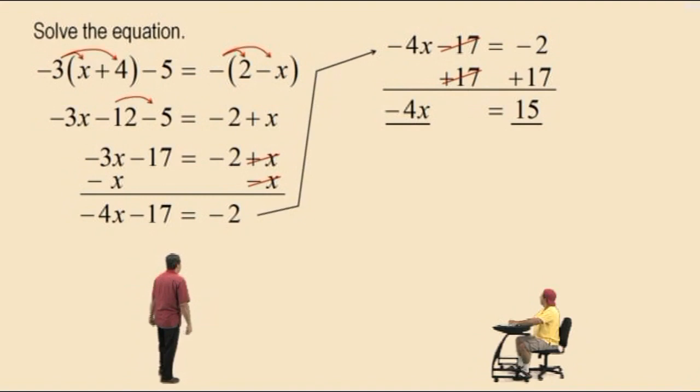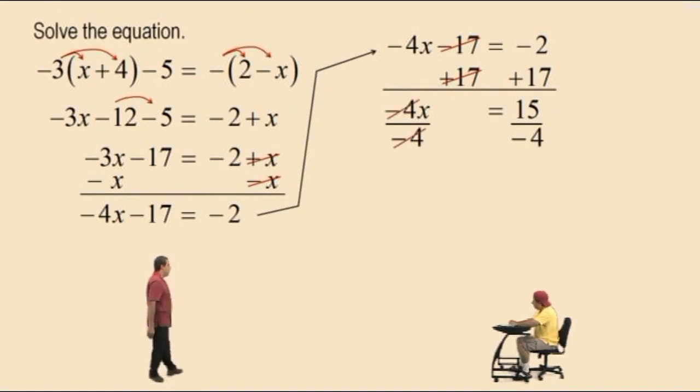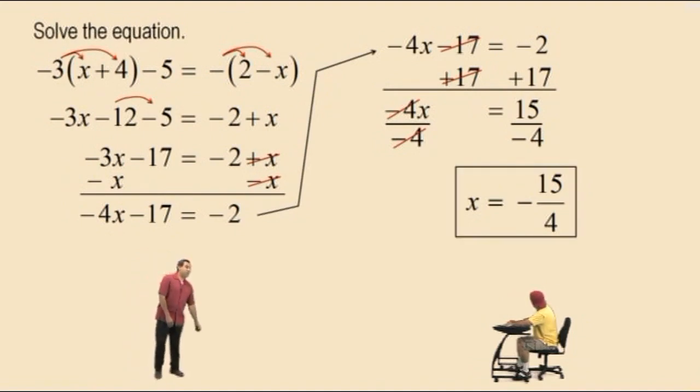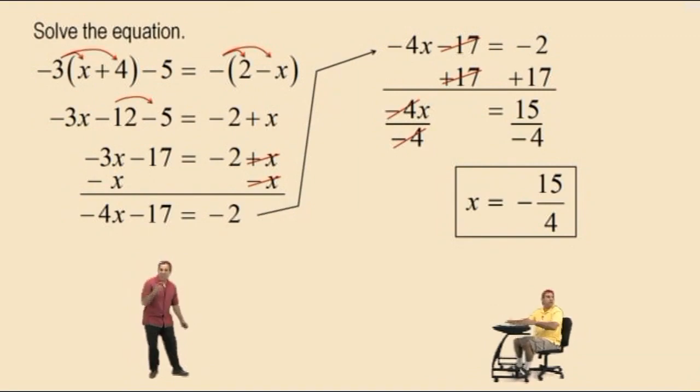Divide by negative 4. That's right. Divide by negative 4. Negative 4 divided by negative 4 is a 1, and that's a 1x. The right-hand side, a positive divided by negative is negative, and so our answer is negative 15/4. There we go. So that completes part 1. Now we're ready for part 2. We'll see you again soon.